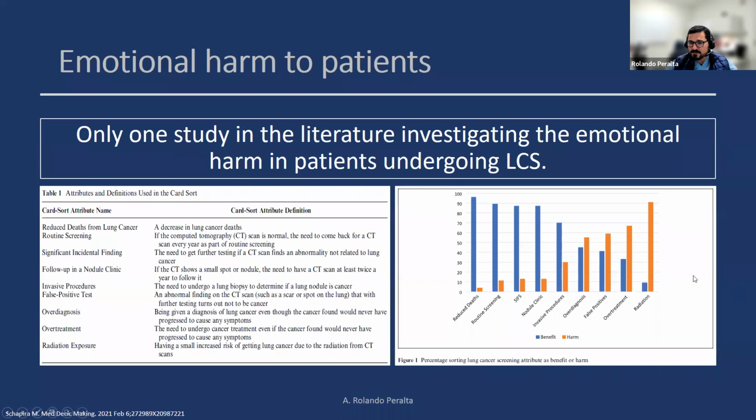Okay, this is just interesting. Routine screening, they see it as a benefit. Reduced death, obviously. And then invasive procedures, they do see it as a potential benefit. So this just sheds a little light on what we perceive as good things and bad things for patients and what patients actually perceive.